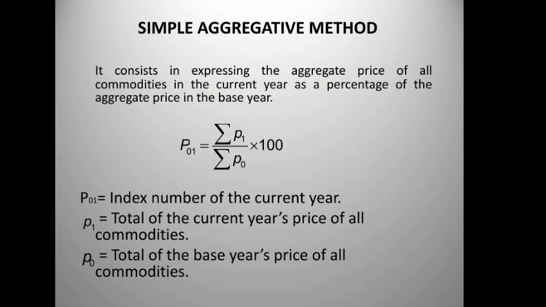Simple aggregative method. It consists in expressing the aggregate price of all commodities in the current year as a percentage of the aggregate price in the base year. So here we have P01 equals sigma P1 divided by sigma P0 into 100, where P01 stands for the index number of the current year, P1 is equal to the total of the current year price of all commodities, and P0 is equal to the total of the base year price of all commodities.